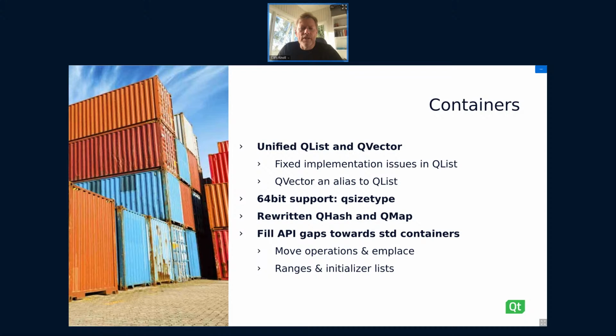QHash and QMap got completely rewritten. QMap basically is now using standard map underneath behind the scenes and can actually be converted at or moved to and from a standard container. QHash, we have gone a different route and we implemented it completely on our own. I'll show you on the next slide a little bit why. And then we went in and filled lots of API gaps that Qt containers had towards the standard containers. Make sure we can consistently use move operations, emplace, ranges, and initializer lists, and other things.